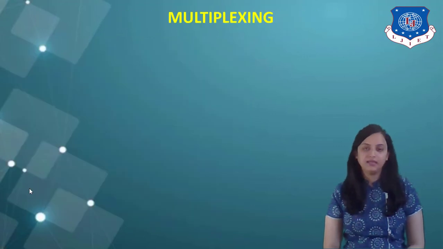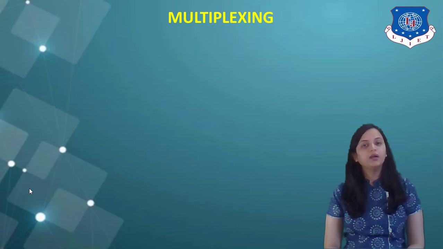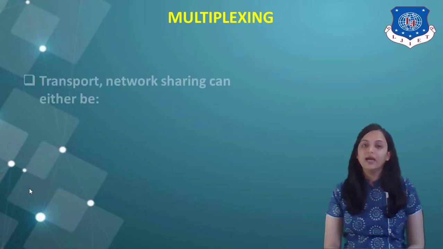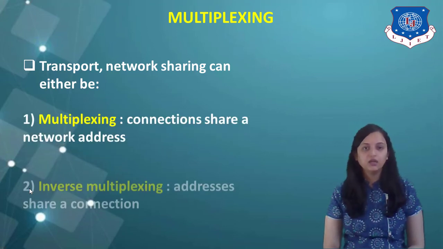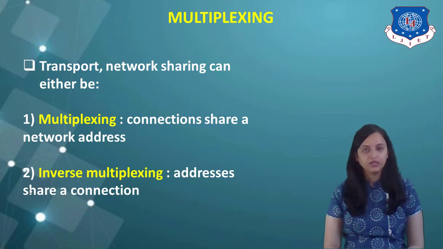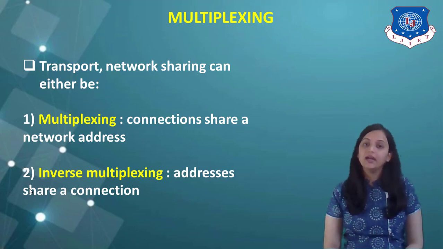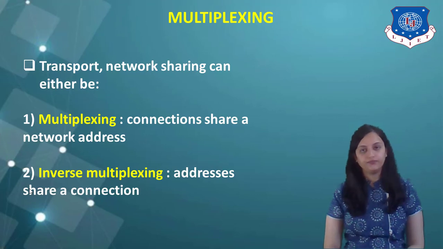Next is multiplexing. We know what multiplexing means. That means the same channel can be used by many users, that means shared by multiple users. In the transport layer, the network sharing can either be multiplexing or inverse multiplexing. Multiplexing is where connections share a network address, whereas in inverse multiplexing, addressing shares a connection.